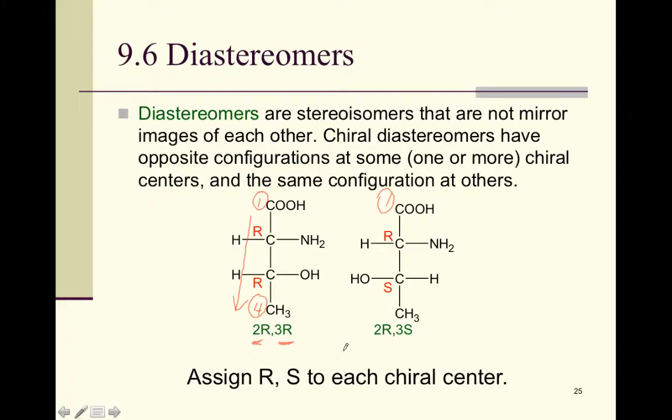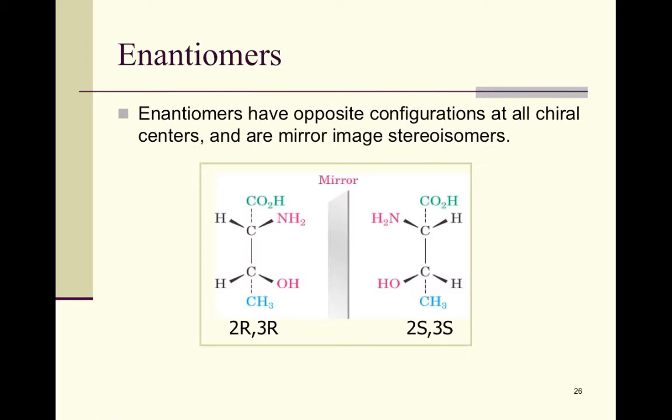This slide is talking about diastereomers, so what that means is we have one chiral center that's the same as the other, and in this case, our 2R is the same as each other. That's why these are diastereomers of each other. So in the previous slide, we saw diastereomers can have one chiral center the same as each other.